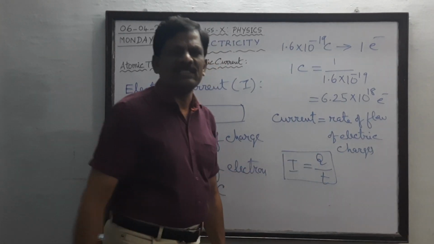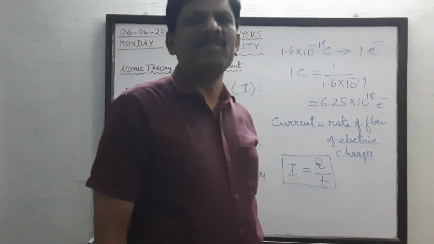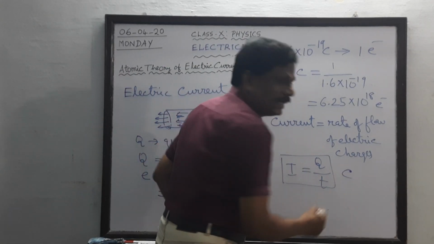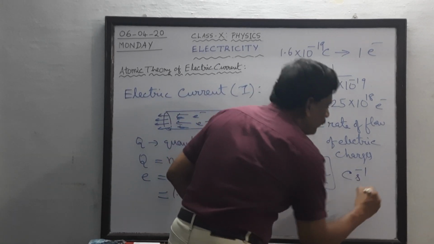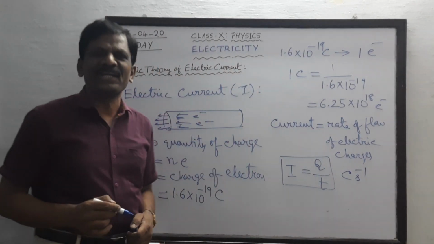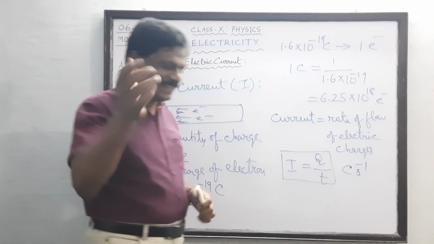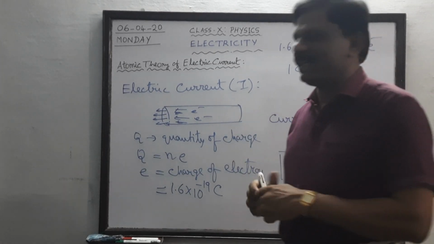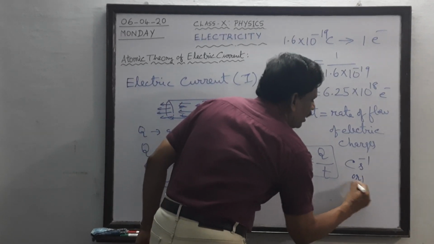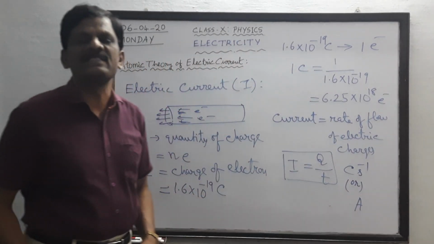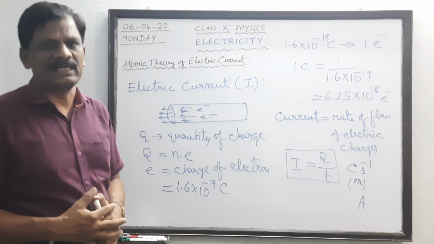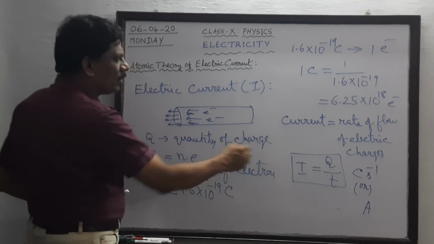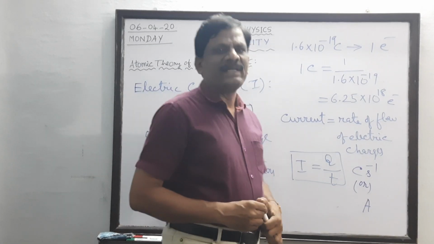If the unit of charge is coulomb and the unit of time is a second, then what should be the unit of electric current? Coulomb per second. Have you ever heard of any other unit for electric current? In the previous video we have seen that ampere is also a unit of electric current. So coulomb per second and ampere are both units of electric current.